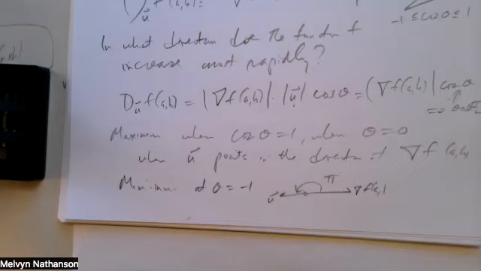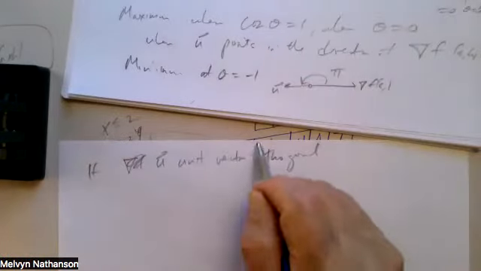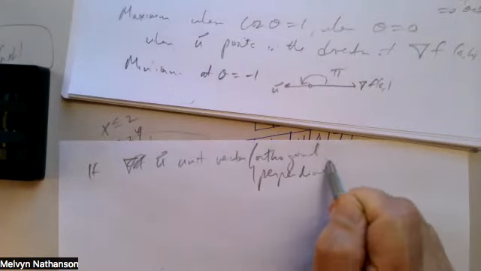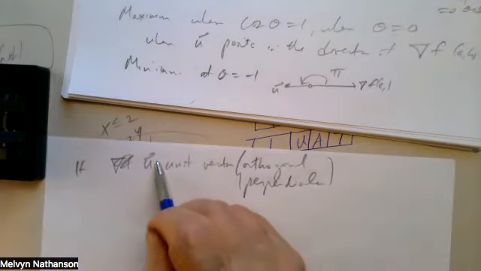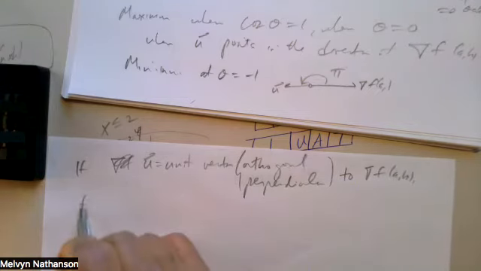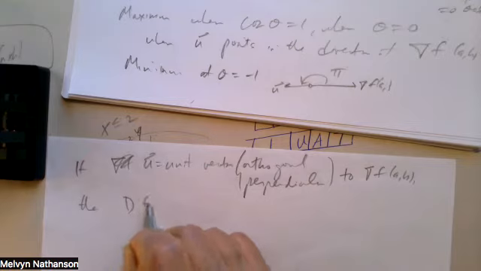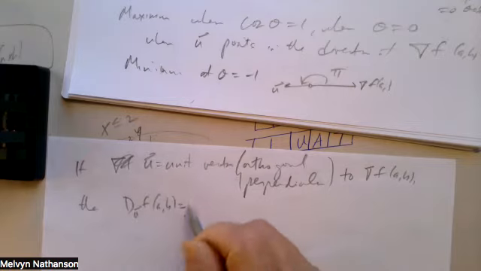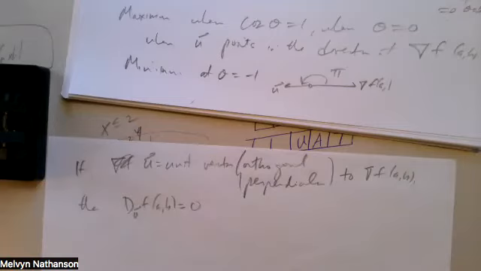So again, if u, the vector u, is a unit vector, perpendicular or orthogonal means the same thing. If u is a unit vector orthogonal to the gradient of f at the point a, b, then the derivative of f in the direction of u at a, b is zero, because the angle between the gradient and the vector u is pi over 2.